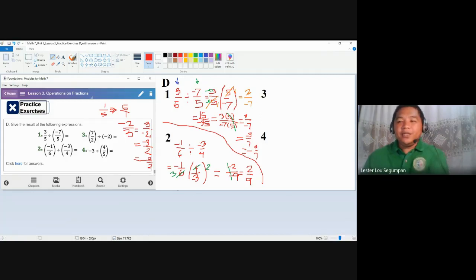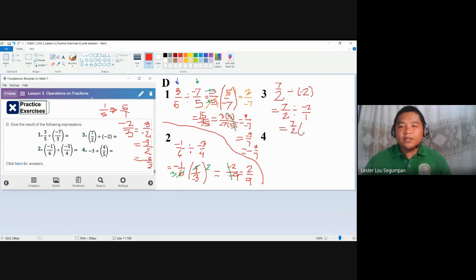Now, for number 3, we have 7 halves divided by negative 2. First, we can transform negative 2 as a fraction of denominator 1, so negative 2 over 1. Next, we can reciprocate this, changing the operation to multiplication. You have 7 halves times 1 over negative 2. And proceed with multiplication because there are no more items to be cancelled out. 7 times 1 is 7. 2 times negative 2 is negative 4. The answer is 7 over negative 4.